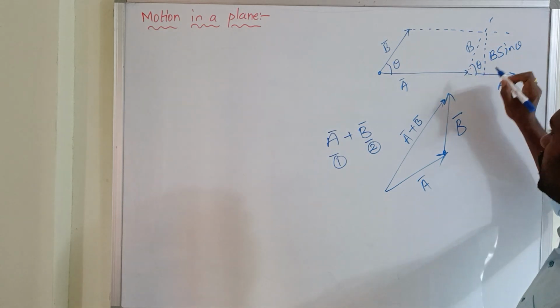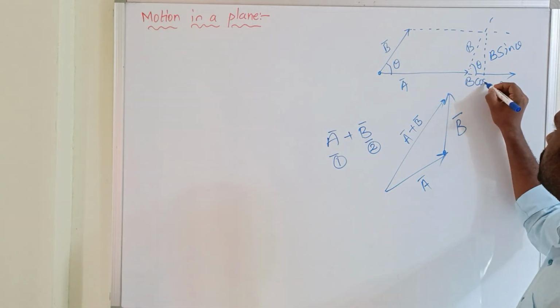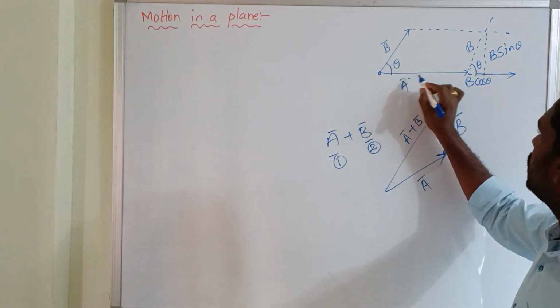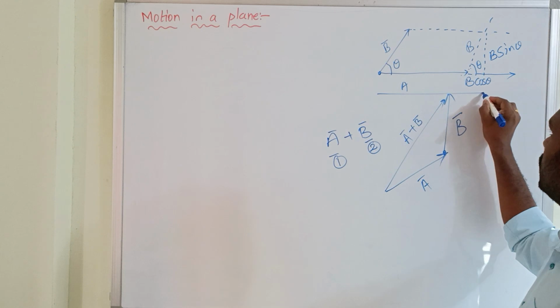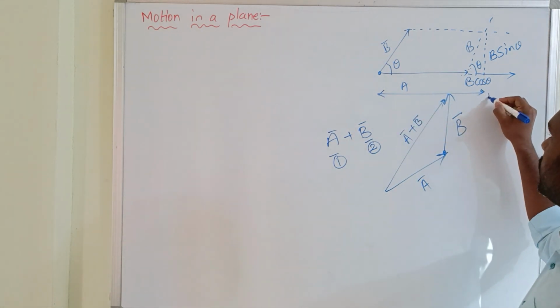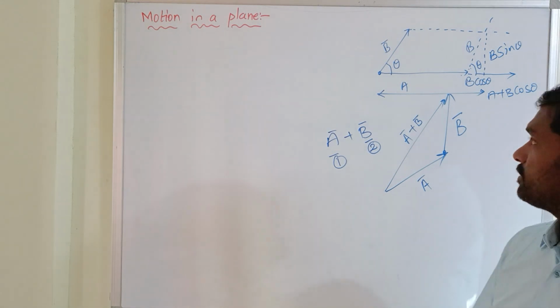Isn't it right? Theta's opposite side gives B sin theta. What comes on the adjacent side? B cos theta. So from here to here the distance is A, and this distance is B cos theta. So the total length is A plus B cos theta. Isn't it right? A plus B cos theta.